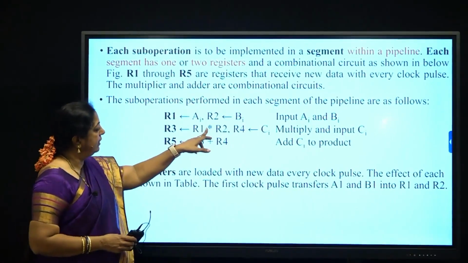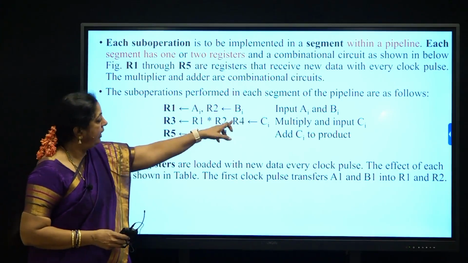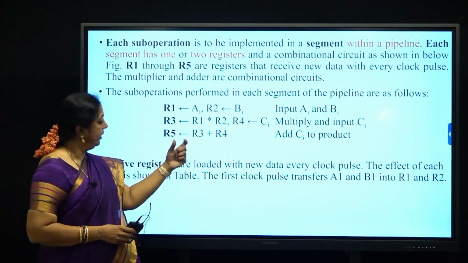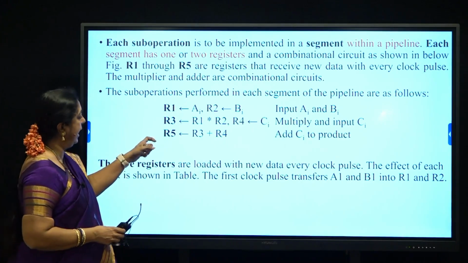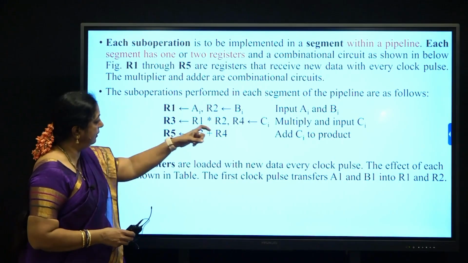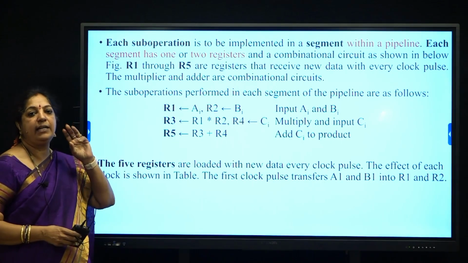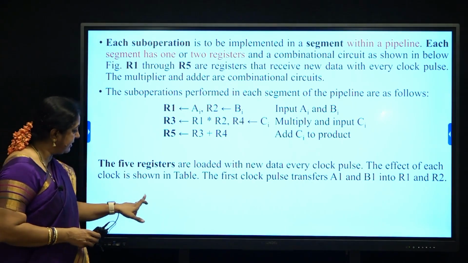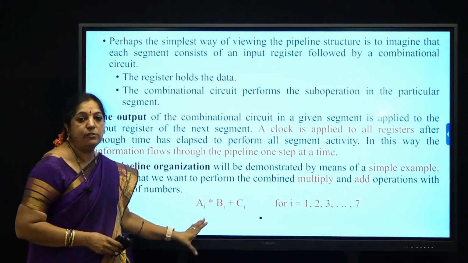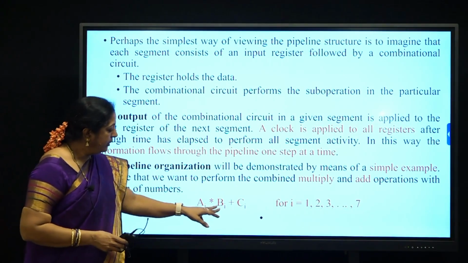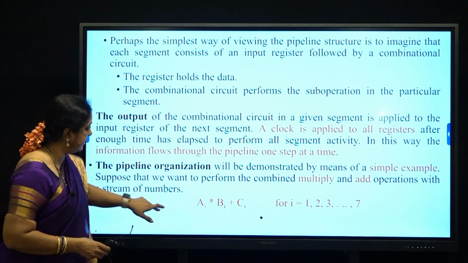Now the third segment. In R3 we have the product of the values A and B, and in R4 we have the value of C. Now we want the sum of R3 and R4. We add Ci to the product and store the result in R5. This we consider as segment 3. So the given instruction Ai times Bi plus Ci has to be performed for 7 different values, and for one value the instruction is divided into 3 different segments, or subtasks.